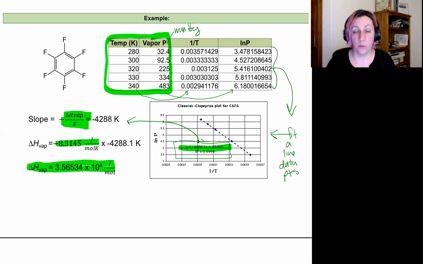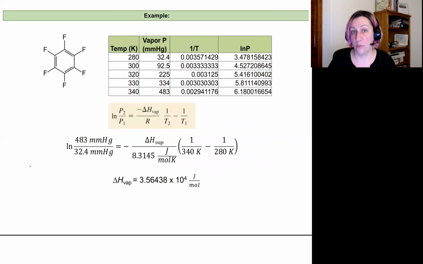Now, if we didn't want to go through graphing, or maybe we didn't have this many data points, what we can always do is plug into the Clausius-Clapeyron equation, and we should get something pretty close. In this case, we're going to take a couple of points, and I like to go at the opposite ends of the range to be a little bit more accurate. So we've got this one right here, where at a temperature of 280 Kelvin, we have a vapor pressure of 32.4 millimeters of mercury. And then we'll also take the point at 340 Kelvin, where the vapor pressure is 483 millimeters of mercury. We're going to plug these into the equation here.